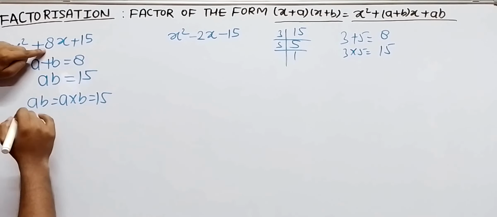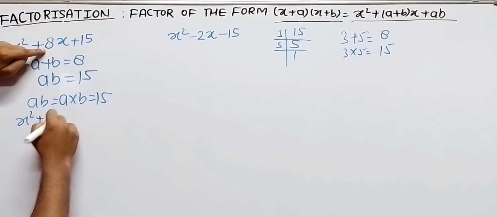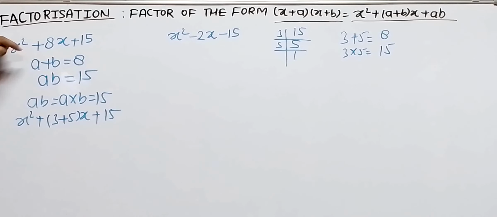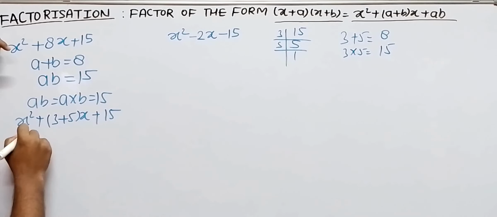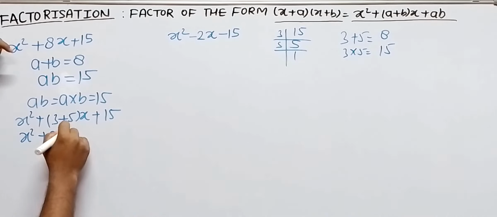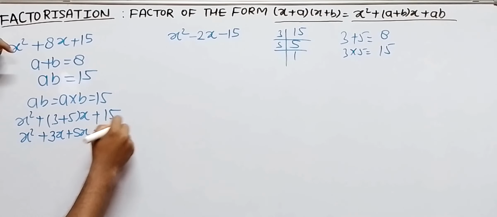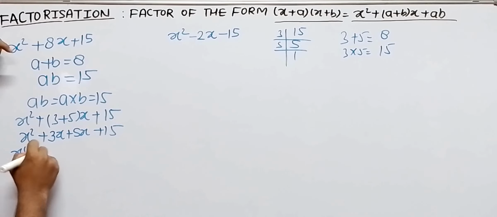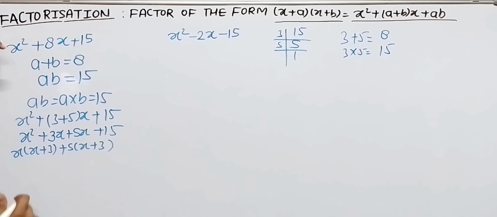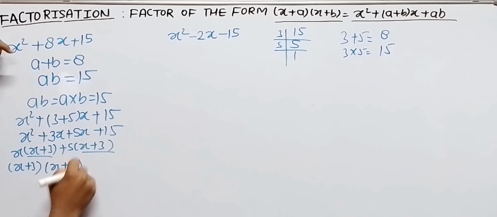In place of 8, we can write 3 + 5, so the expression is x² + (3 + 5)x + 15. When x comes inside, it becomes x² + 3x + 5x + 15. Now take x common from the first two terms, it becomes x(x + 3). Take 5 common from the last two terms, it becomes 5(x + 3). Now see, in both terms x + 3 is common, so it comes out, and we get (x + 3)(x + 5).